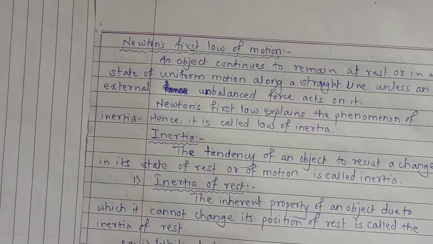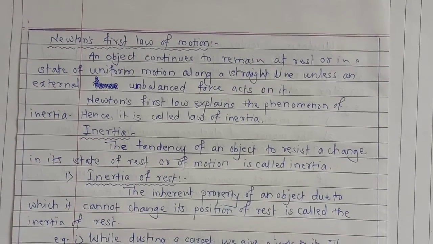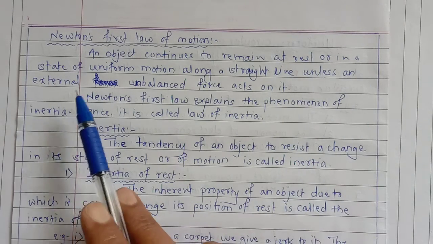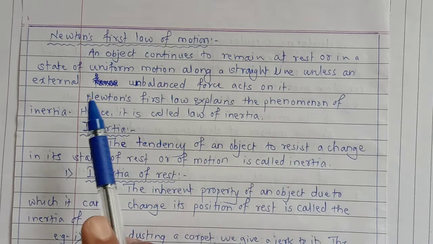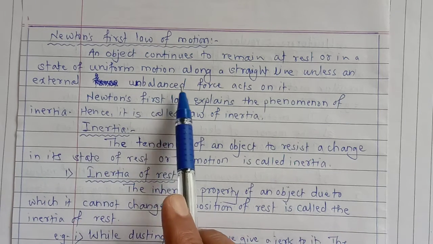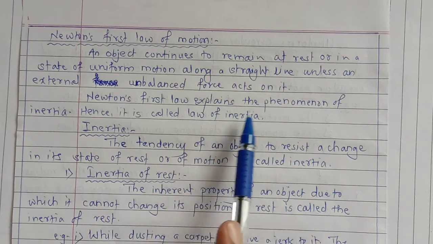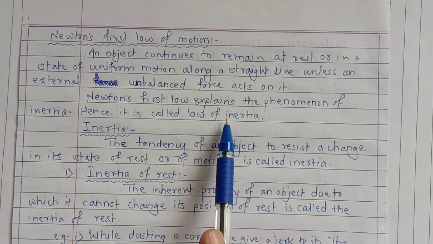And here is Newton's first law of motion. An object continues to remain at rest or in a state of uniform motion along a straight line unless an external unbalanced force acts on it. Newton's first law explains the phenomenon of inertia, hence it is called the law of inertia.